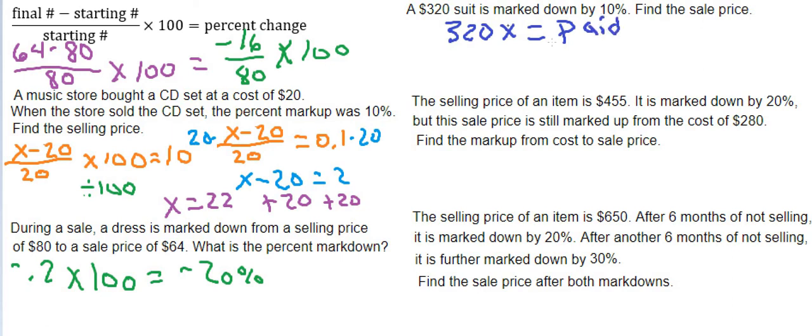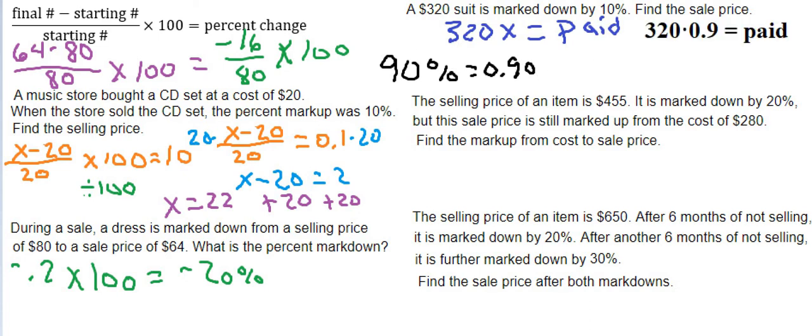If we mark something down by 10%, or if you have a coupon that's 10% off, what percent do you pay? Well, hopefully you say, okay, I pay 90%. So 90% is the same thing as 0.90. So we would need to do 320 times 0.9. That means the sale price, or the price we paid, would be $288. Now, if you use the prior percent of change equation to figure it out, you can totally do that, but sometimes you can make it a little bit quicker on yourself.